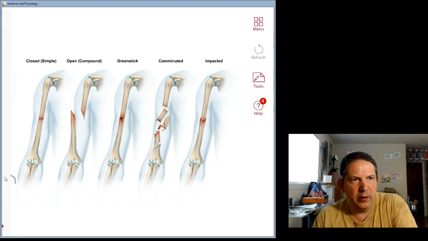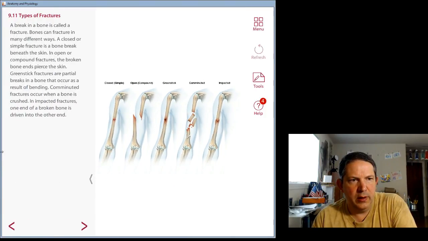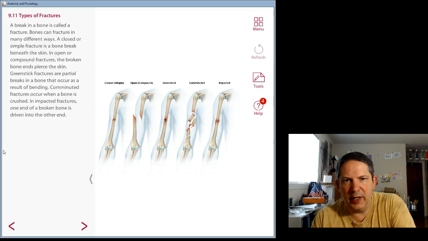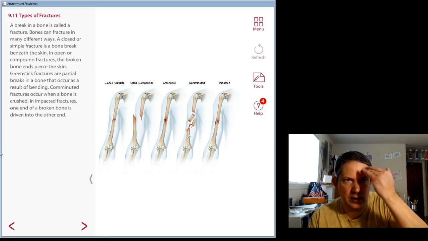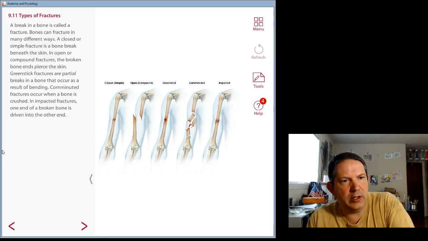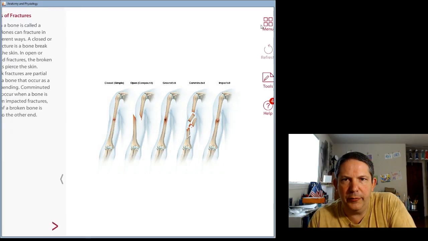There are other terms as well. There's spiral fracture, for example, or depression fracture, where somebody knocks you in the head with a rock or something.